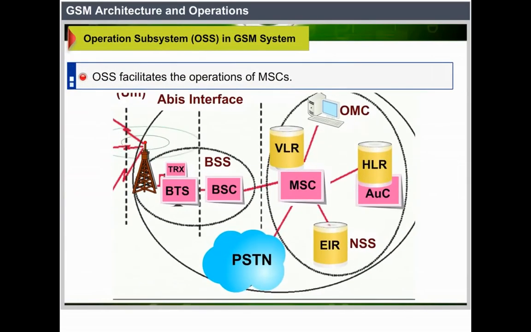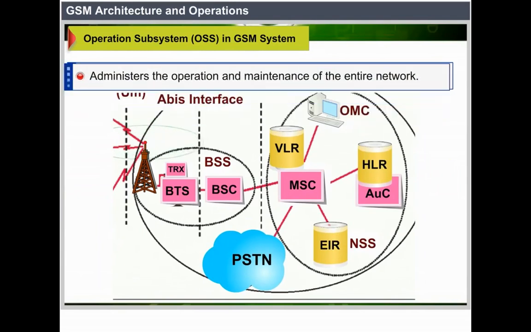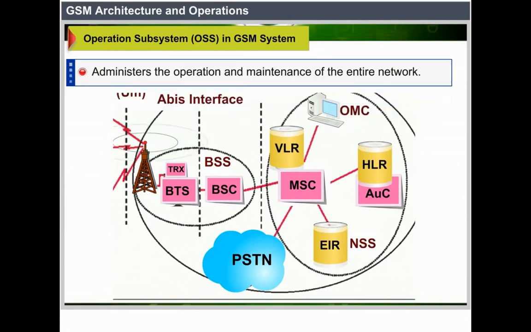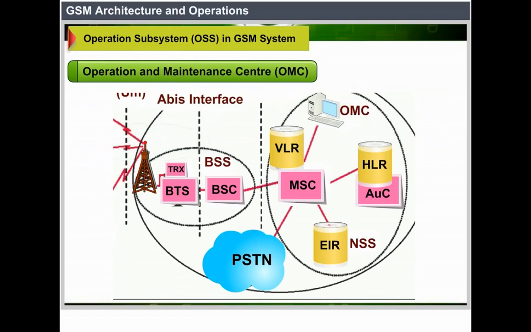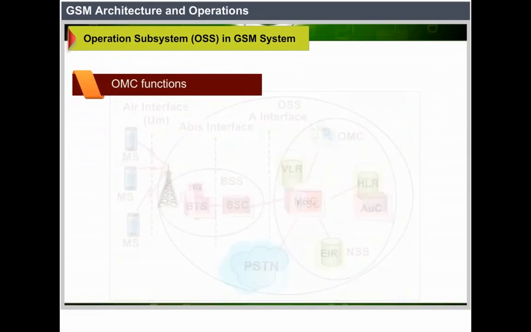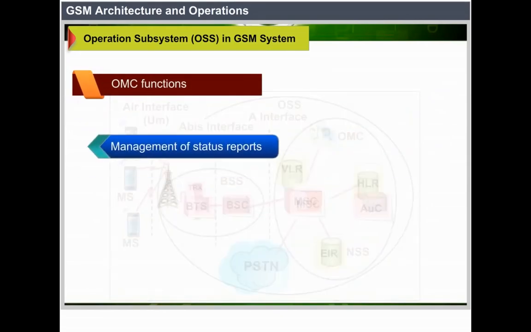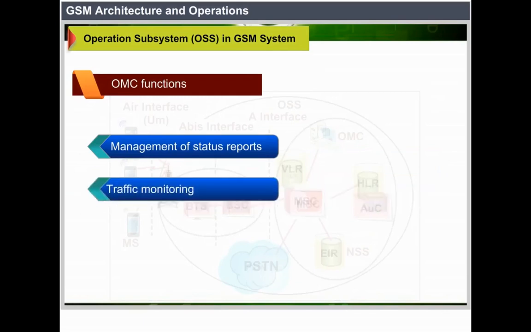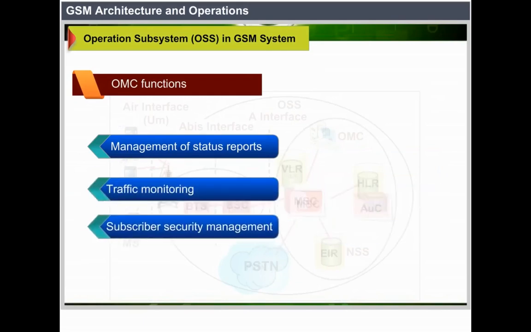OSS facilitates the operation of MSCs and administers the operation and maintenance of the entire network. The Operation and Maintenance Center, OMC, monitors and controls all other network entities through the O interface. OMC functions: management of status reports, traffic monitoring, subscriber security management, accounting and billing.